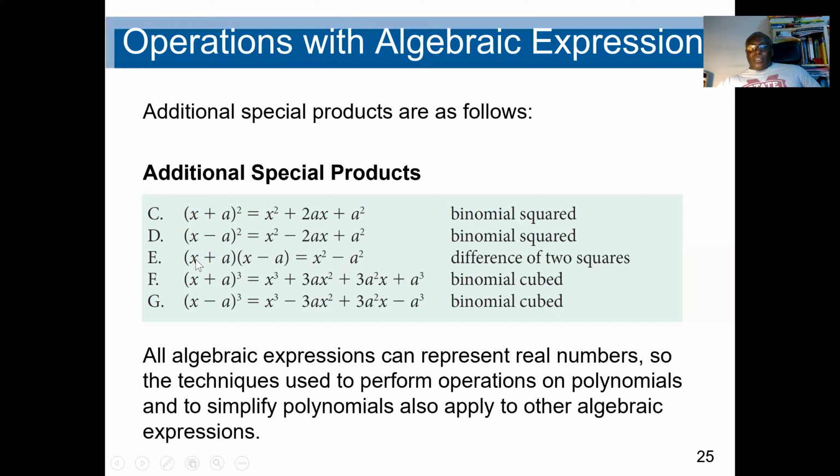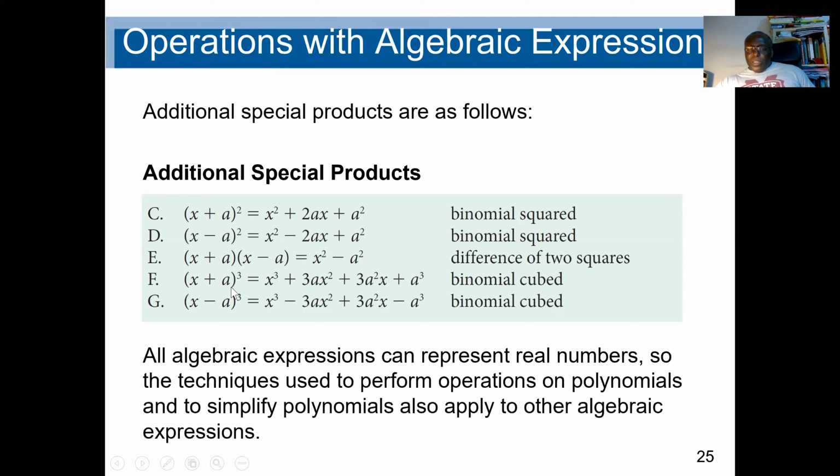We can do this now. Let's say the first terms are s and s, so we get s squared. Then the outside terms, s times minus a, so we get minus as. But look at the inside: inside is plus a times s. So I get minus as plus as, so they cancel each other. Then the last terms will be a times minus a, positive and negative, so I get minus a squared.